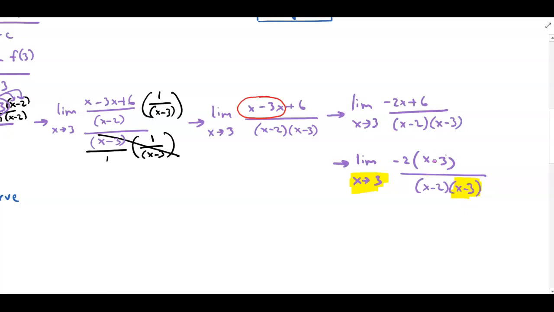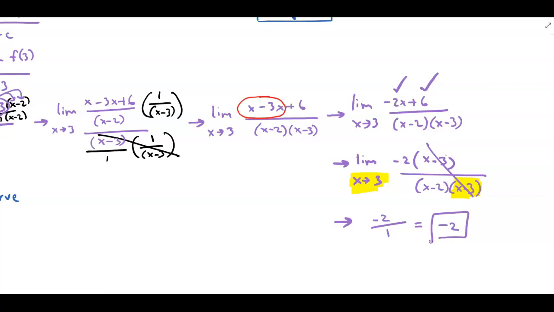So negative 2 times x is negative 2x, check. Negative 2 times negative 3 is positive 6, check. So these are going to cancel, and you could just plug and chug right now. Whatever's left over, just plug in the 3. So 3 minus 2 is 1, 3 minus 2 is 1, and your answer is negative 2. That is your limit. The limit as x approaches 3 is negative 2.